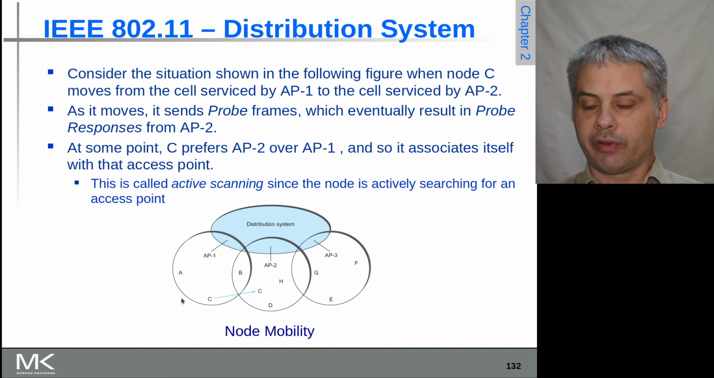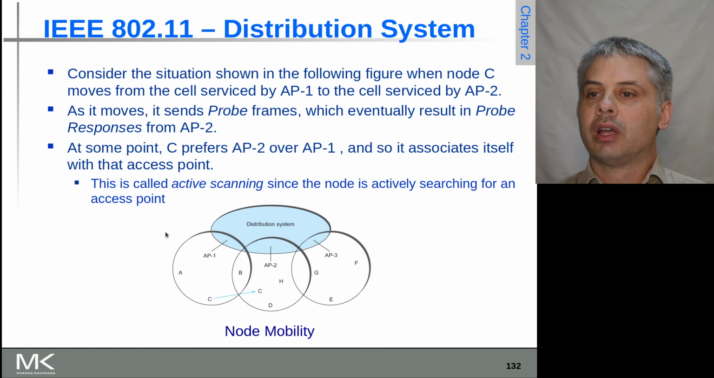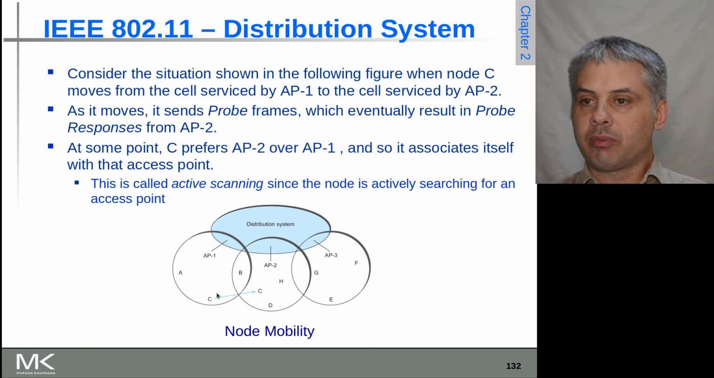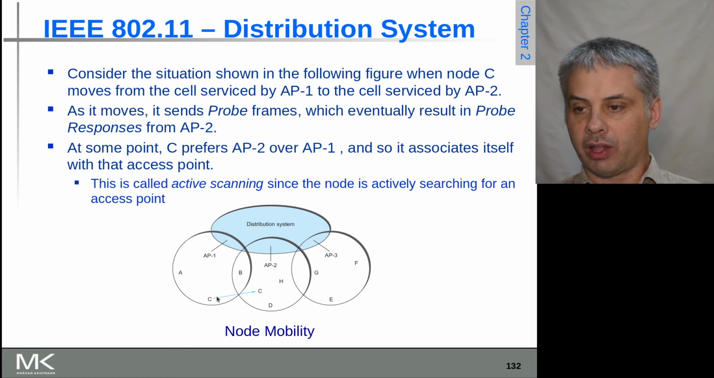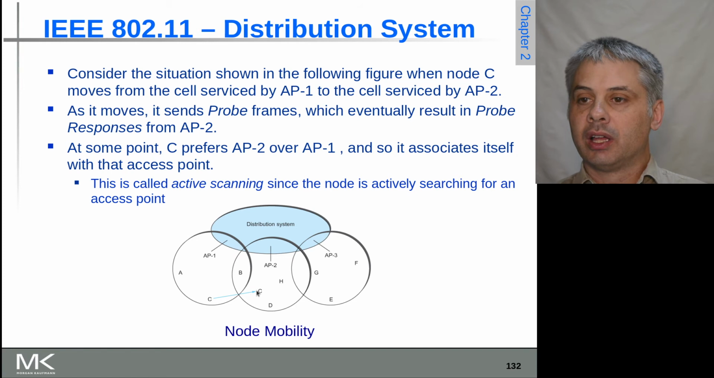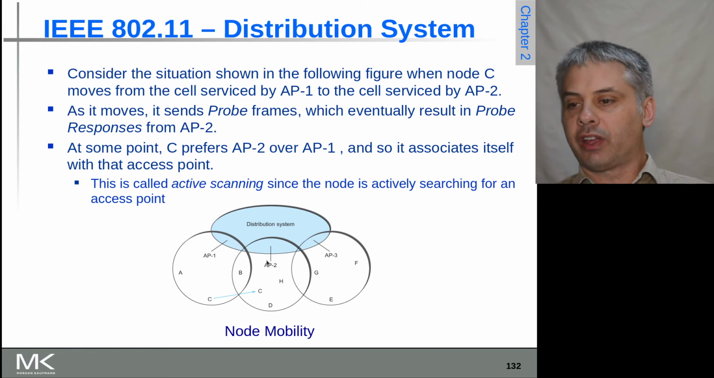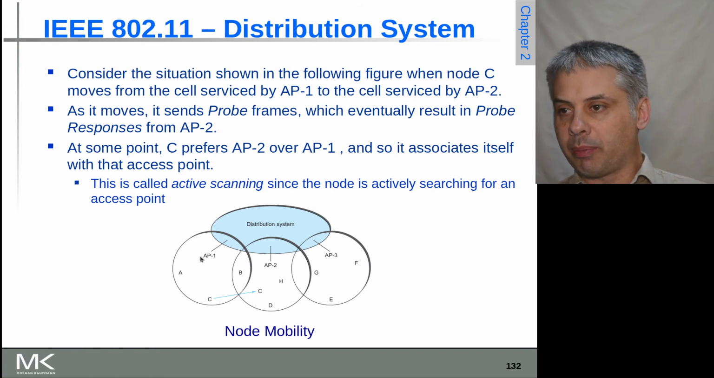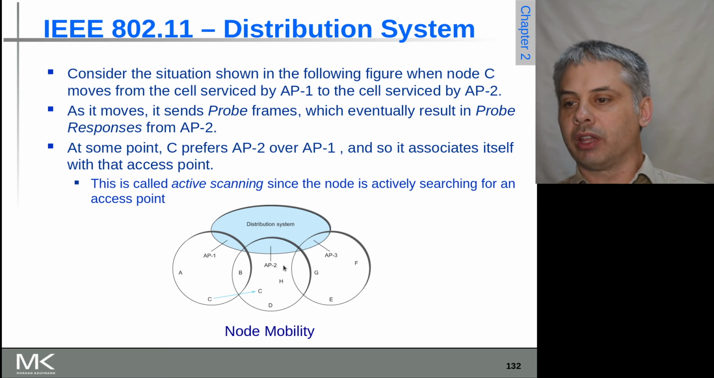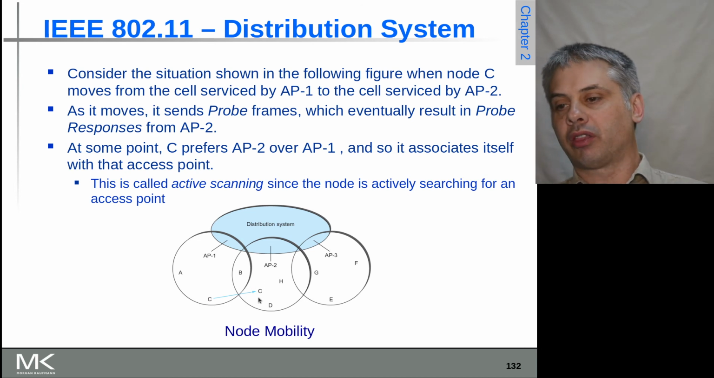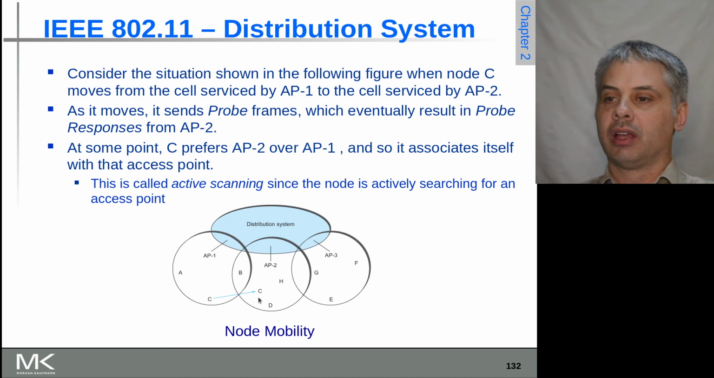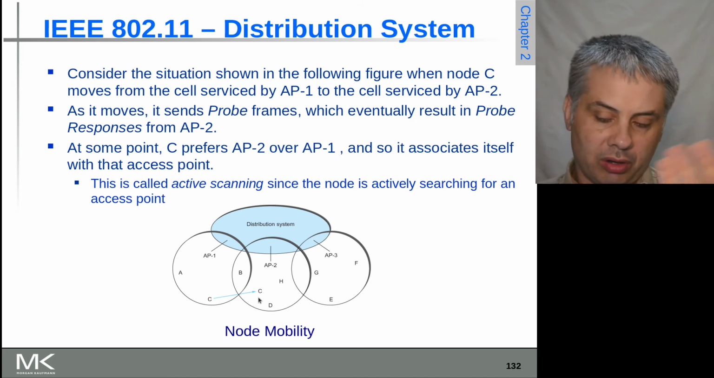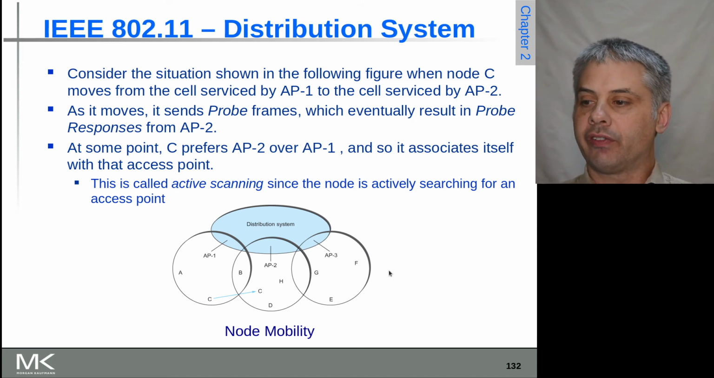So for example, if C is moving from the range of access point 1 to the range of access point 2, it will be sending its probe frames, and eventually we'll get a probe response from AP2 as it's physically moving across here. And at some point, it figures that AP2 has a higher signal strength than AP1, so it will associate with access point 2, and then disassociate from access point 1. And where the client is actively doing this, this is called active scanning, because the node is actively scanning for the access points.